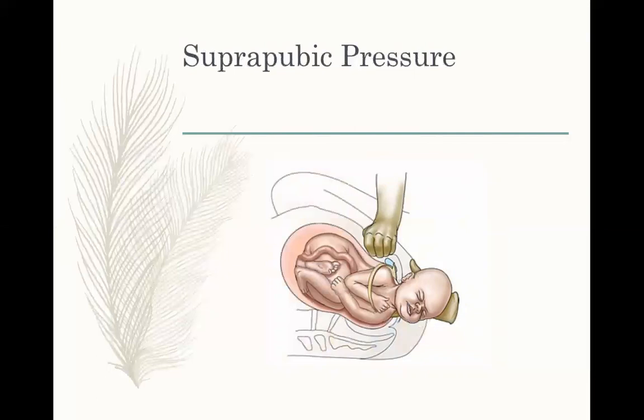With the suprapubic pressure, you can see that we push down into the side, and we're pushing in the direction. You can see that the provider's hand is pushing this way, and so is the nurse's hand. And so the idea is that we'll be able to rotate that shoulder a little bit and pop it under that pubic bone.